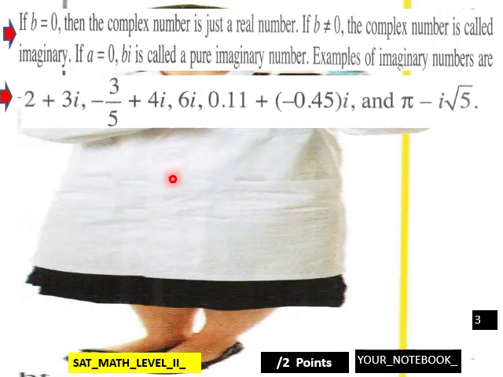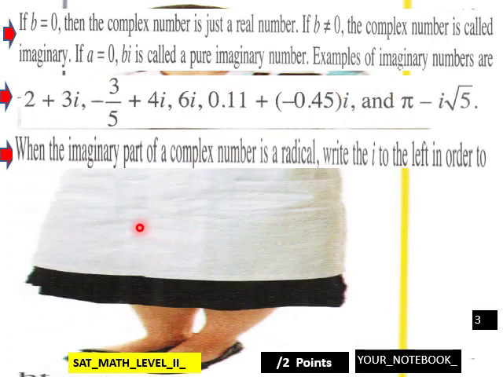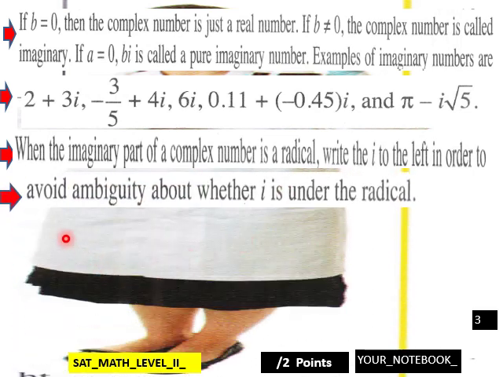Examples of imaginary numbers are 2 plus 3i, negative 3/5 plus 4i, 6i, 0.11 plus negative 0.45i, and pi minus i times radical 5. These are all called imaginary numbers. When the imaginary part of a complex number is a radical, write the i to the left in order to avoid ambiguity about whether i is under the radical.